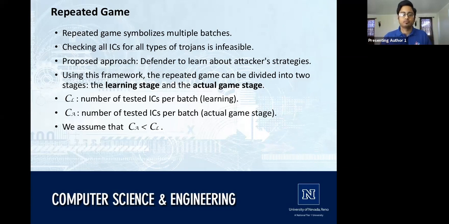Using this framework, the repeated game can be divided into two stages. You have the learning stage, and you have the actual game stage. With it come a couple more parameters. You have C_L, which is the number of tested ICs per batch in the learning stage, and you have C_A, which is the number of tested ICs per batch in the actual game. We assume that the number of tested ICs in the actual game will be a lot less than that of the learning stage, because you're going to be testing fewer ICs, since you've gotten an idea of what the attacker's probability distribution is.